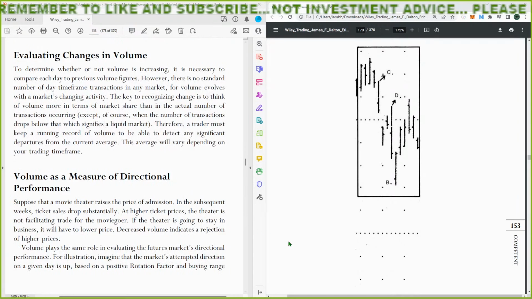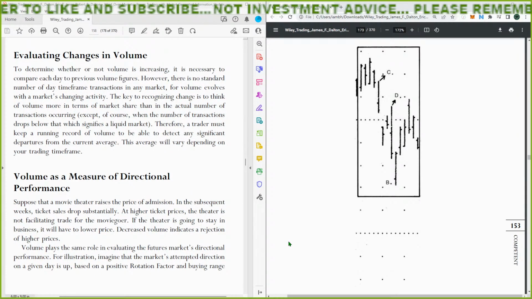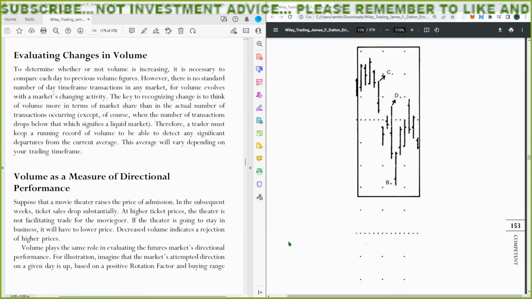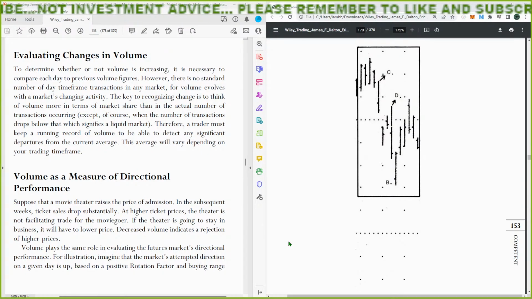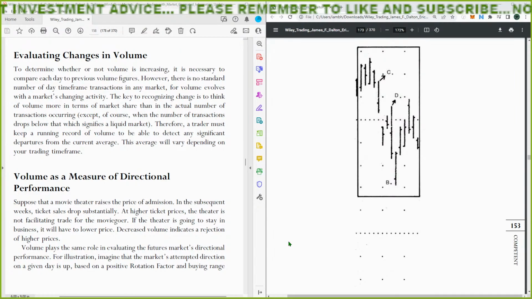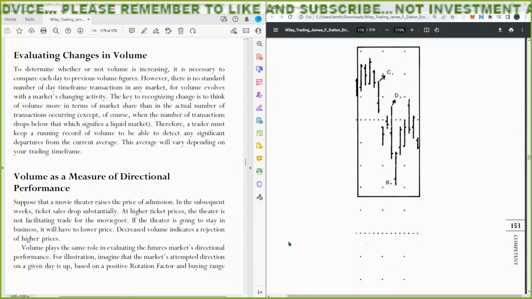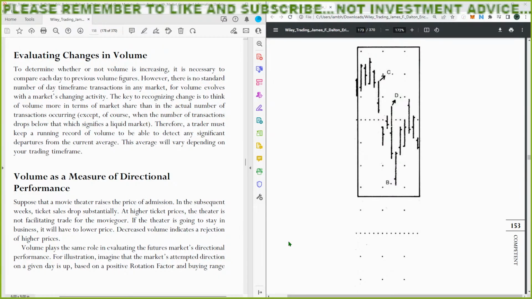Evaluating changes in volume. To determine whether or not volume is increasing, it is necessary to compare each day to the previous volume figures. However, there is no standard number of transactions in any market, for volume evolves with the market's changing activity.